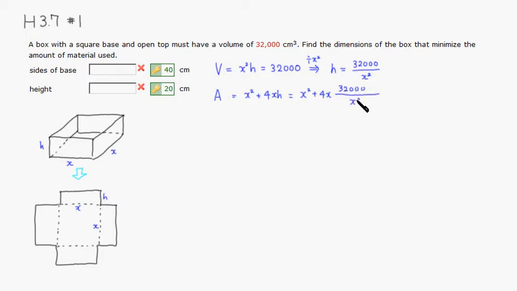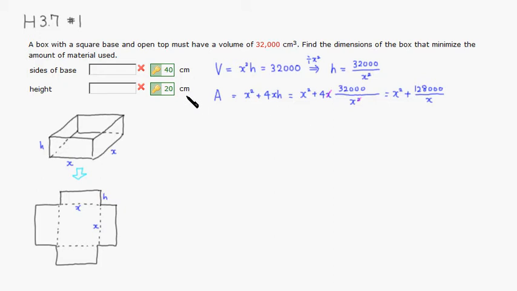over x squared. Now we can clean up. There's an x on top, and one of the x's cancels out. So this is going to be x squared plus, 4 times 32 is 128, so 128,000, with 3 zeros, over x. So we have that, and then we want to minimize this.